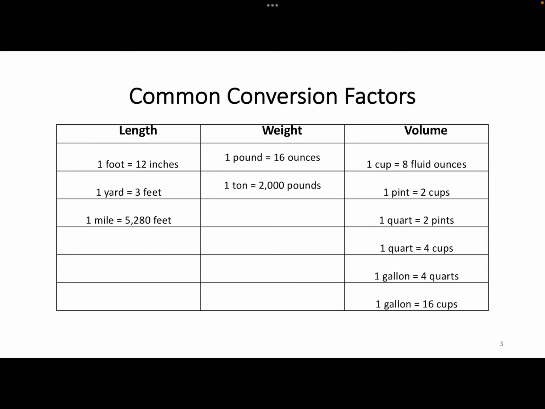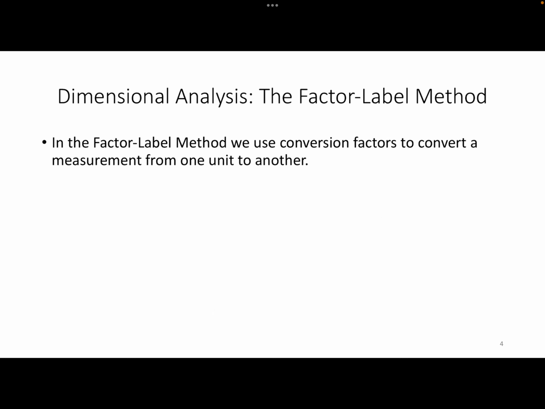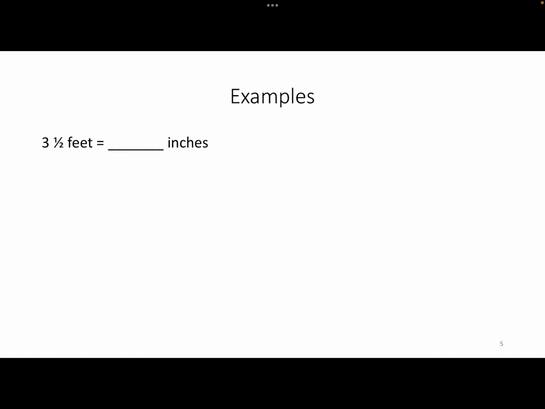And this is the common conversion factor. Later through the examples, we will see how we can utilize the conversion factors. So again, this is just repeating the same thing. We use the conversion factor to convert a measurement from one unit to another. It's called the factor label method.